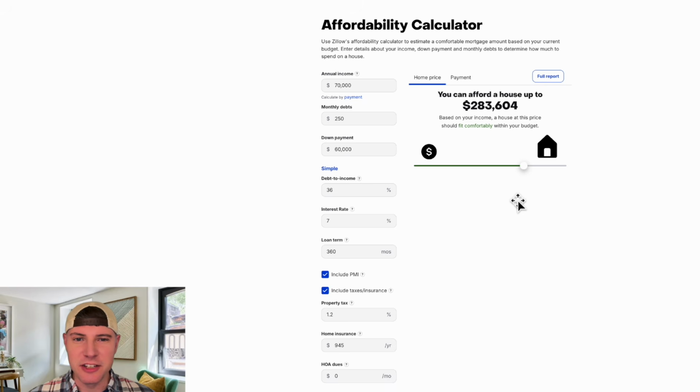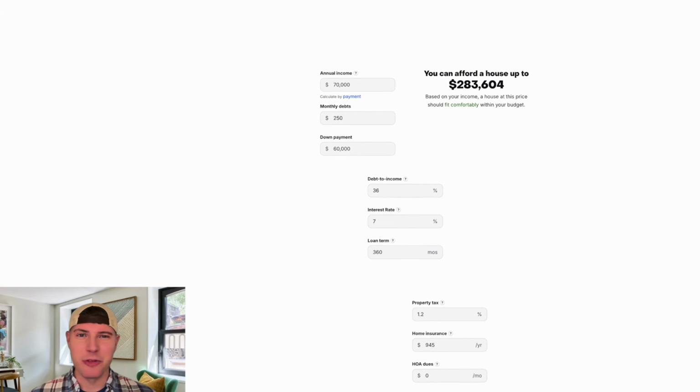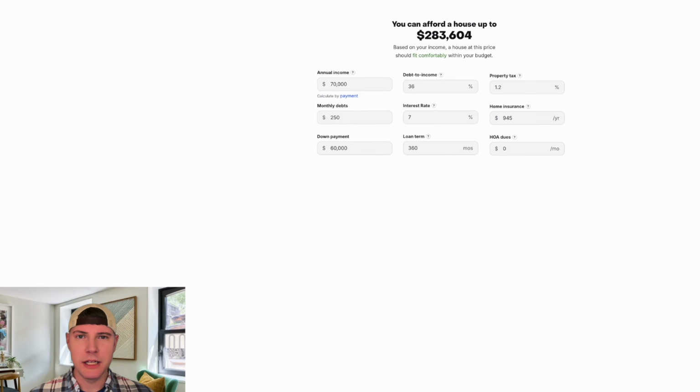Online, I found this calculator that tells you how much house you can afford. You can change your annual income, your monthly debts, your down payment, all these other things. And I want to see if I can do the math to figure out how they got this number. If you want to try it on your own, pause it right now because I'm going to do it in 3, 2, 1. I'm pretty sure this is everything we're going to need to get this number.